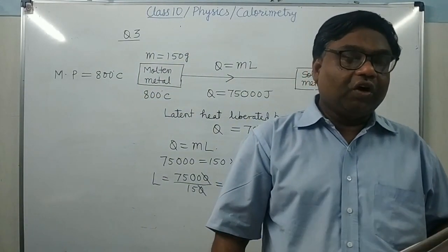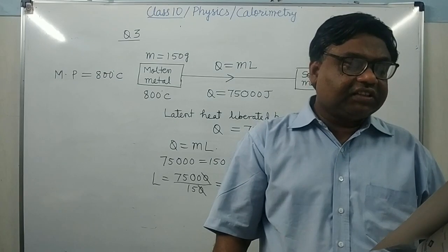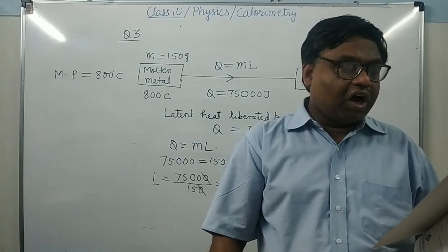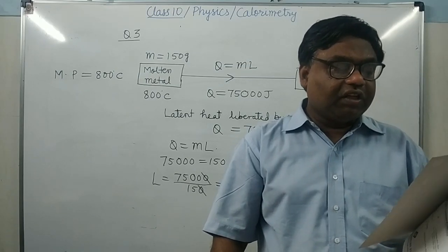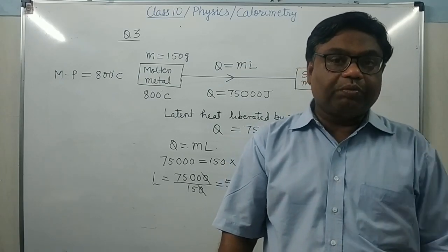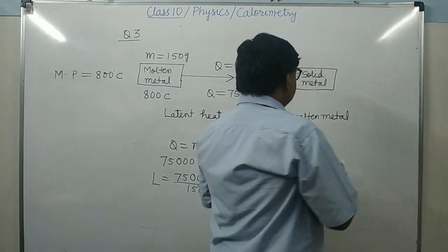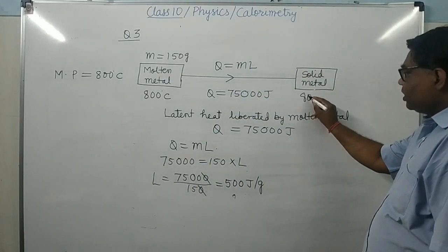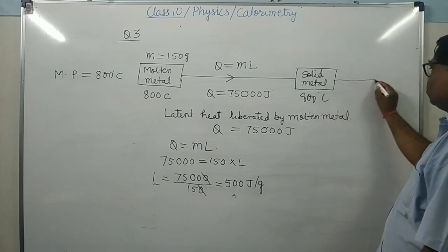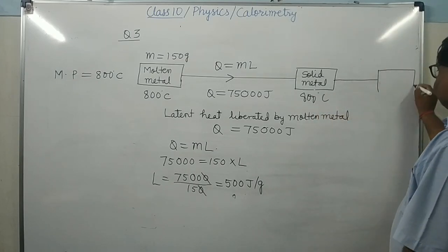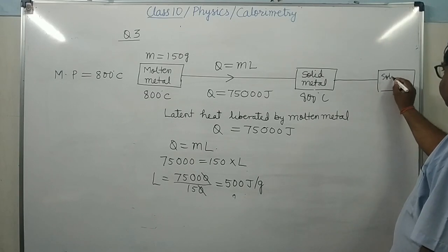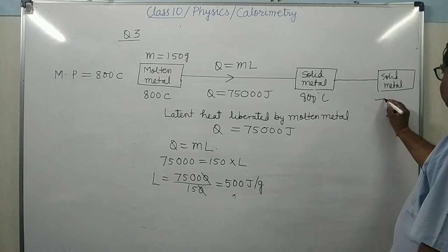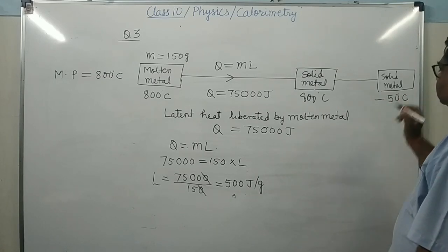That first part you have done. Now in the second part: if the SHC of the metal is 200 joule per kg per Kelvin, how much additional heat energy will the metal give out in cooling to minus 50 degrees Celsius? Now what will be the temperature of this metal? 800 degrees Celsius. And you have to cool it up to minus 50 degrees Celsius.